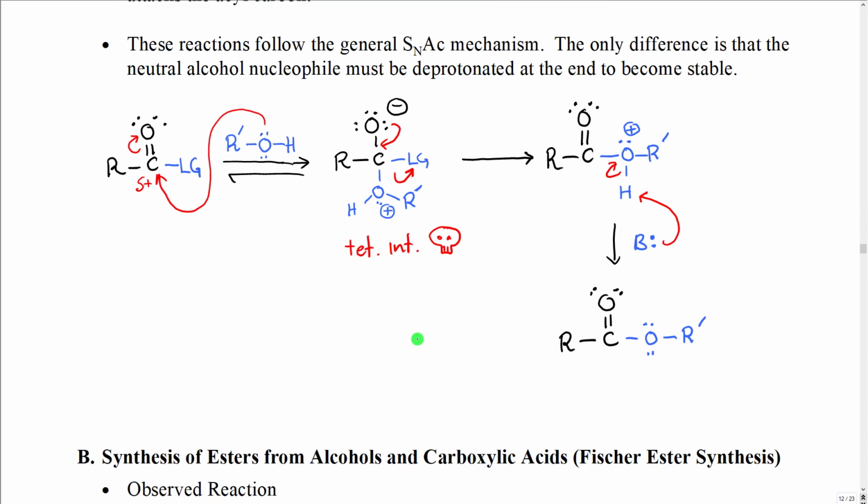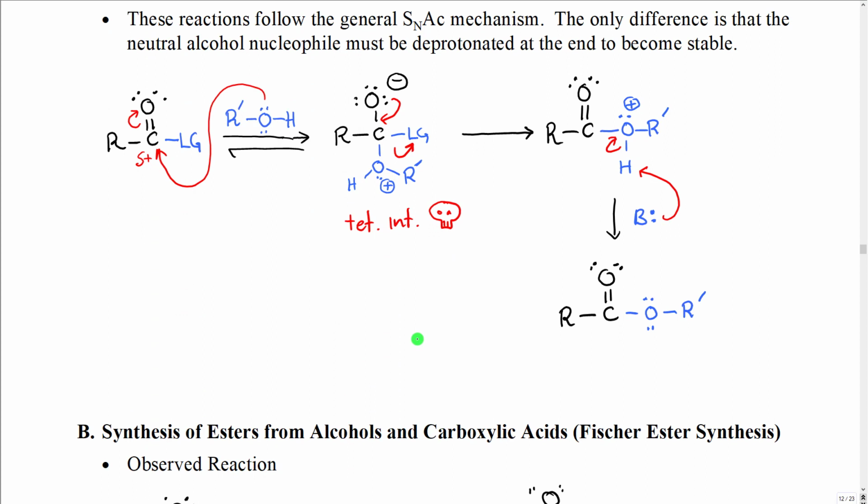The mechanism for this reaction is shown here, and we can see that again it basically follows the SNAC mechanism. The only difference is that the alcohol is a neutral nucleophile, and as such, once it becomes attached, it gains a positive charge. So we have the alcohol reacting directly with the C double bond O carbon. We move a pair of electrons out of the way to make room so that we don't end up with 5 bonds on carbon. We make a tetrahedral intermediate.